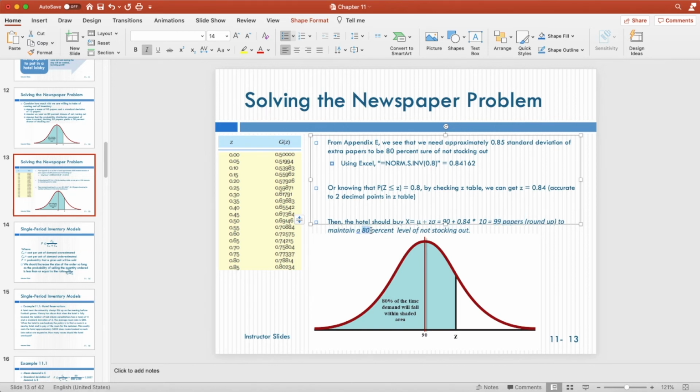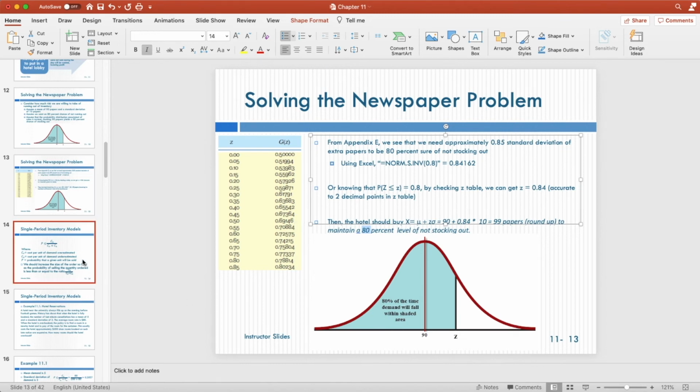Then simply I can change this number to any other numbers. You can actually try yourself. If we want to maintain a 90% level of not stocking out, what would be the corresponding copies of papers that we need to prepare? If we are trying to maintain a 95% level of not stocking out, what is the corresponding copies of papers? If you are trying to maintain just a 40% level of not stocking out, what is the corresponding copies of paper that we need to buy from the publisher? Try yourself, and if you have any question, let me know.